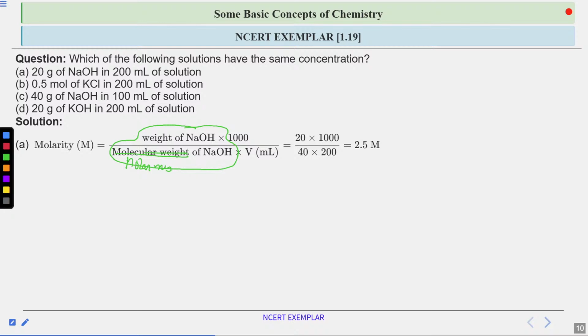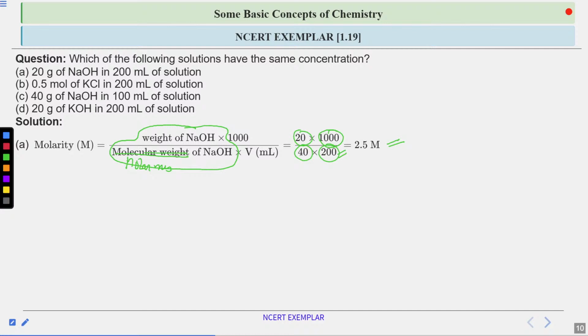Okay. Now the next thing we have to do is just put these values here. It will be 20 by 40 multiplied by 1000 by 200. Now why have I multiplied by 1000 and divided by 200? Because we have to consider the volume in liters. It will give you 2.5 molar. Till this point, does anyone have any issue with this calculation? If you are able to understand this, you will get the whole question very easily.